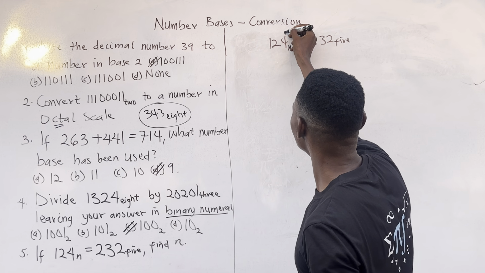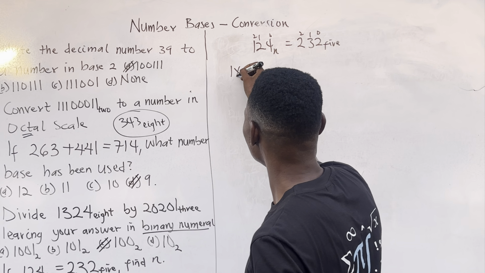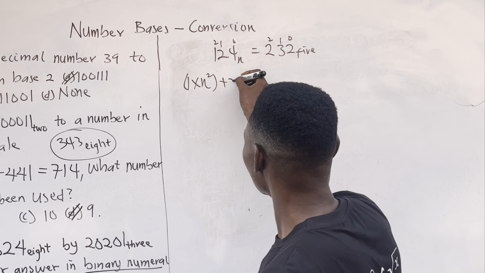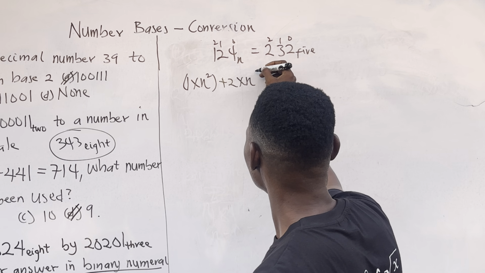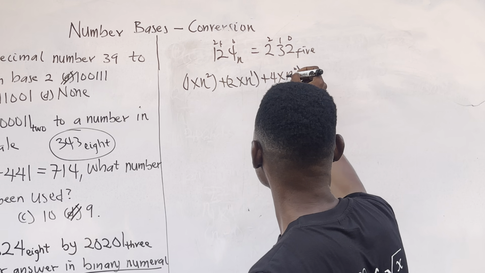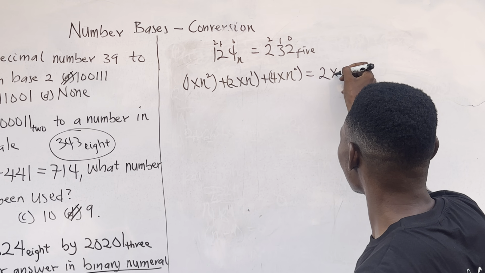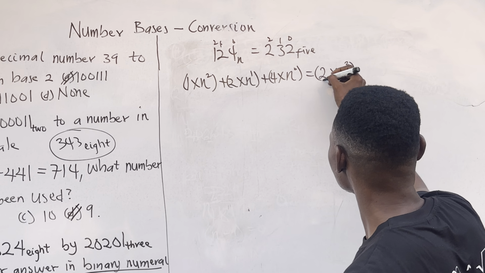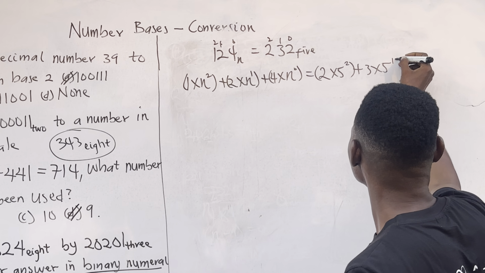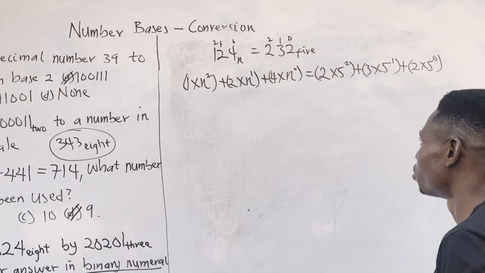So let's do it. So 0, 1, 2, 0, 1, 2. So this will give us 1 multiplied by n raised to the power 2. Yeah, I like putting it in brackets for clarity. Plus 2 multiplied by n raised to the power 1. Plus 4 multiplied by n raised to the power 0. Equal to, here is base 5, so we'll use 5. So we have 2 multiplied by 5 raised to the power 2. Plus 3 multiplied by 5 raised to the power 1. Plus 2 now multiplied by 5 raised to the power 0.